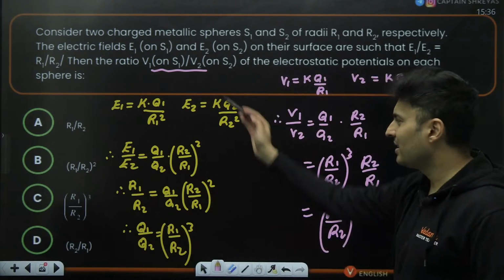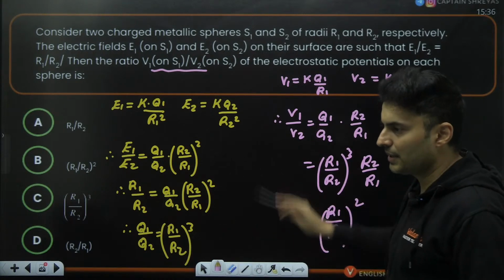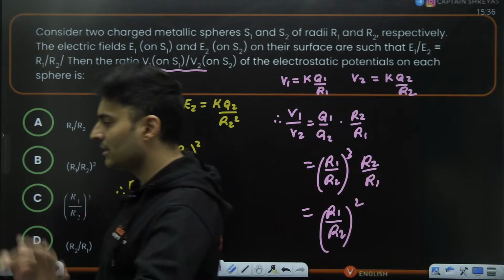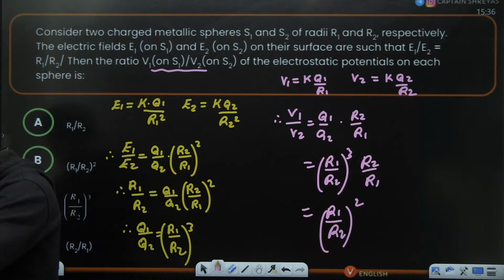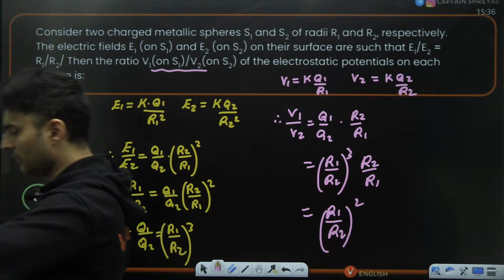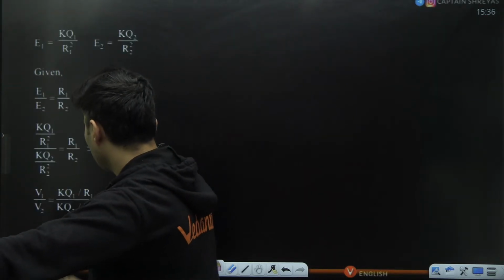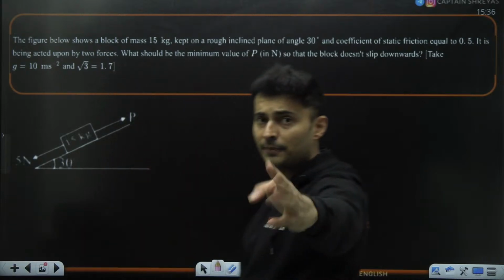Perfect. So direct substitution, I guess, and direct ratios. So very simple, just that the charges are different. That's all. So because of that, you will get a different answer. Okay, perfect. So let's move, guys, to the next question on your screen.